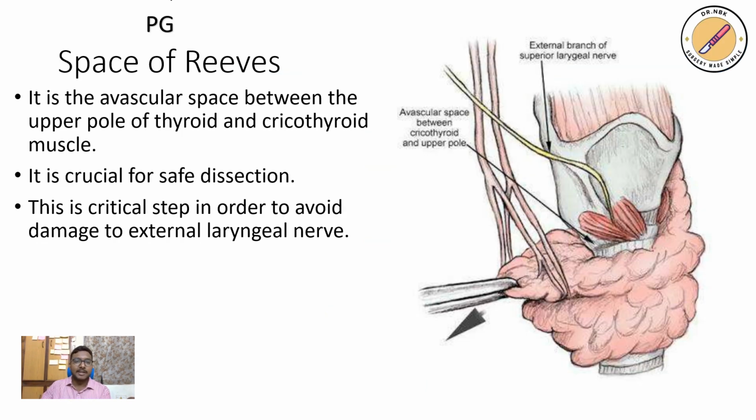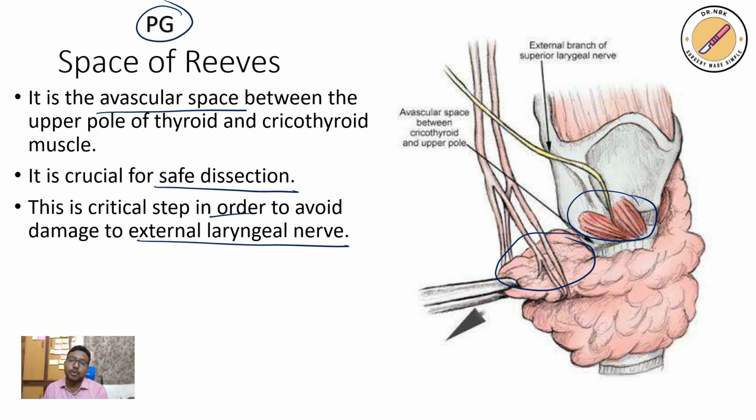Next. This is important only for postgraduates. So there is one important anatomical space called space of Reeves. What is space of Reeves? It is an avascular space present between the upper pole of the thyroid gland and the cricothyroid muscle. You can see here, this is the cricothyroid muscle and this is the upper pole of the thyroid gland. What is its clinical importance? It is very safe to dissect or ligate the superior thyroid artery. It is important to avoid the external laryngeal nerve injury. You need to always look at the external laryngeal nerve and preserve it carefully.